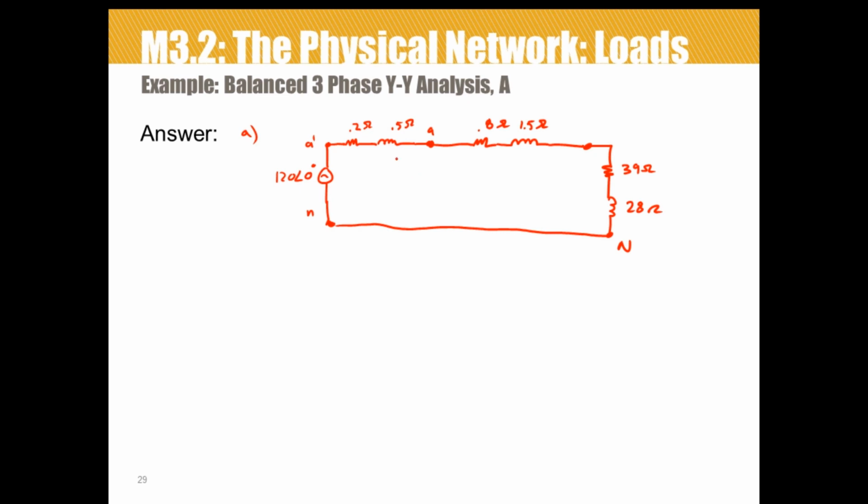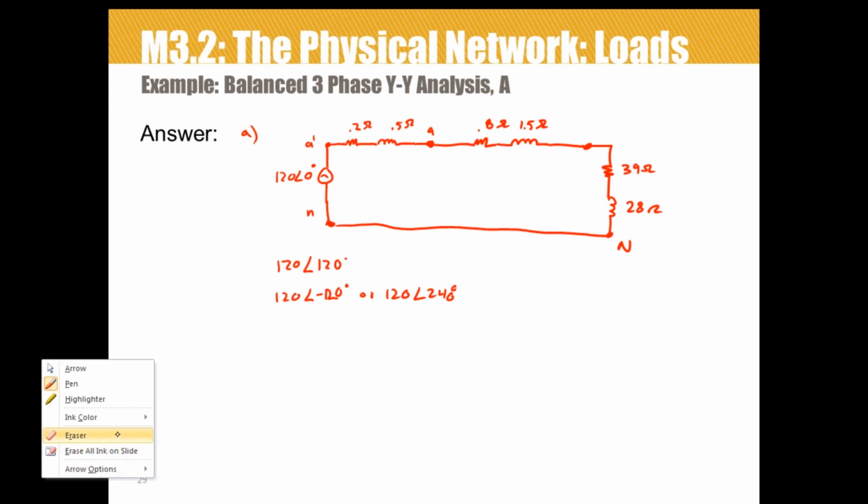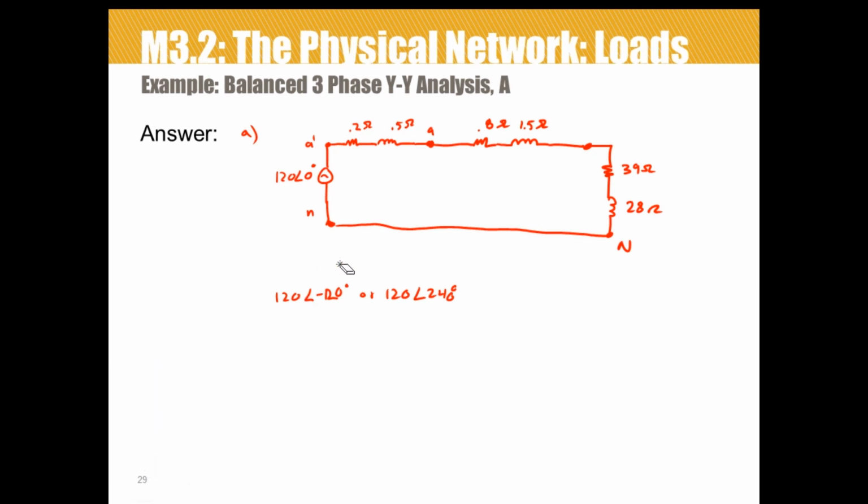For the B phase, the internal impedance is the same, the transmission line impedance is the same, the load impedance is the same. What would be different for the B phase is that the voltage would be 120 at 120 degrees, and for the C phase it would be 120 at angle -120, or 120 at angle 240 degrees. Either of those would work for the other phases, but we don't need to even calculate those. We can just do it with one phase and then apply those results to the other two phases.